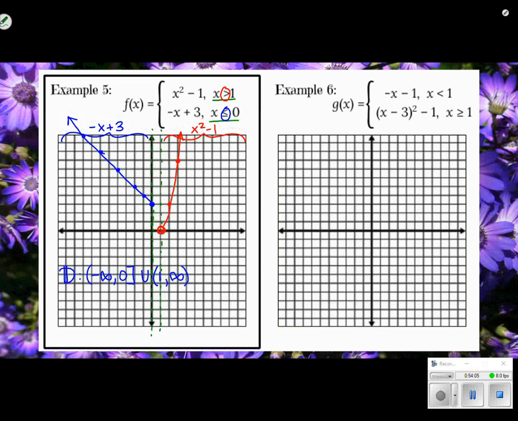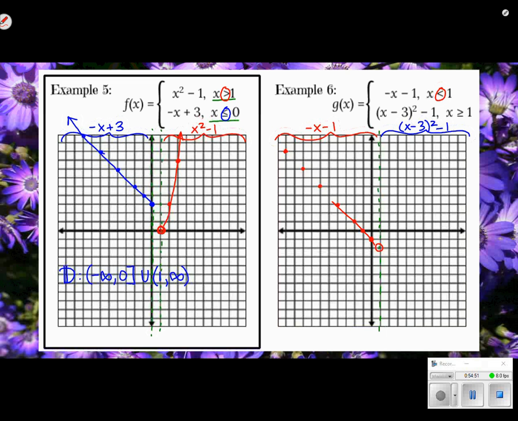All right, let's look at six. Can you tell where my vertical line is? It's a one, let's draw that in. All right, and then to the left, less than one, I've got negative x minus one. To the right, I've got my quadratic, x minus 3 squared minus 1. So let's graph the linear piece. It's got a y-intercept at negative 1. It's got a slope of negative 1. So up 1, left 1, up 1, left 1, up 2, left 2, all the way across the plane. You can even go down 1, right 1, but you have to use an open circle there.